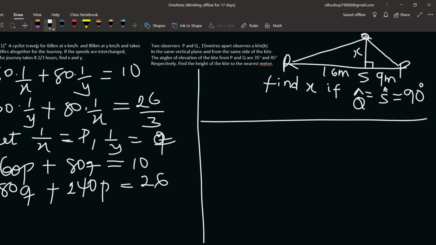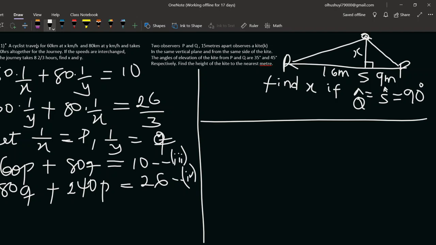So what can we do? Yeah, we solve by elimination. We'll multiply through by 3. Let me call this equation 3 and call this equation 4. We multiply equation 3 by 3.